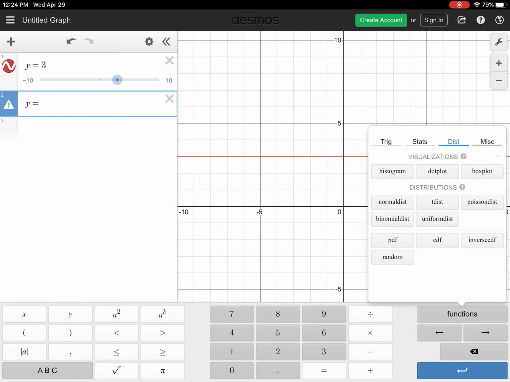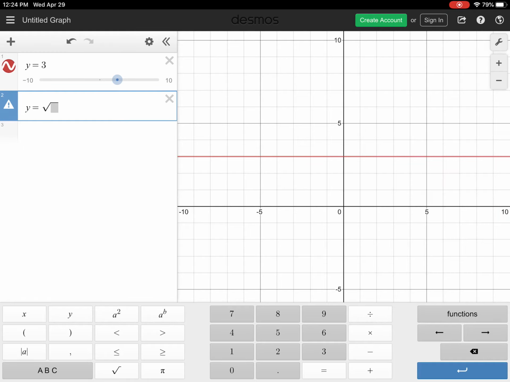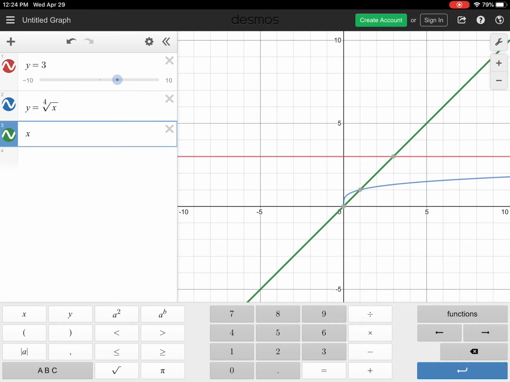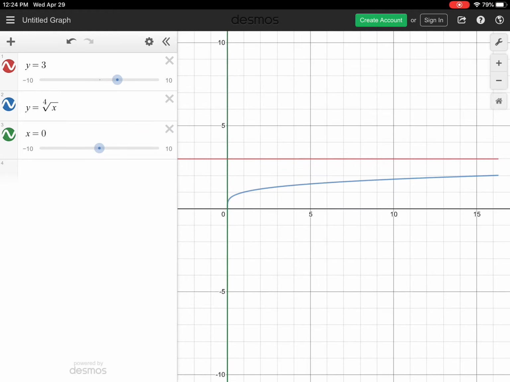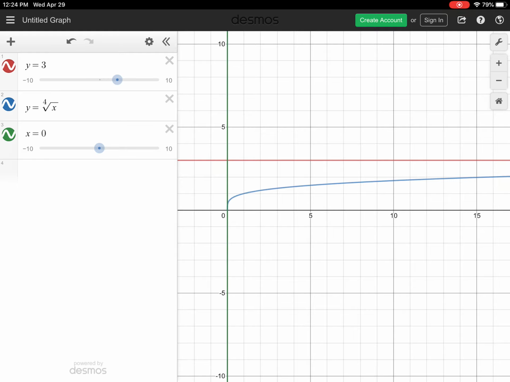Hold on. Because I see a square root here. Maybe I go to functions. Nth root. 4th root of x, right? And then the third equation was x equals, that's going to be a vertical line, x equals 0.